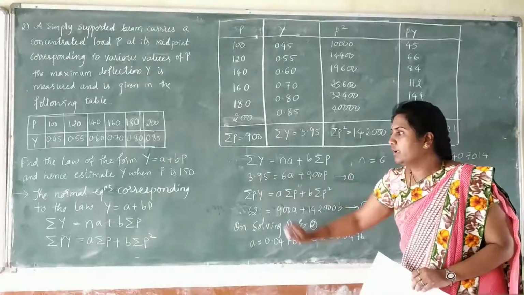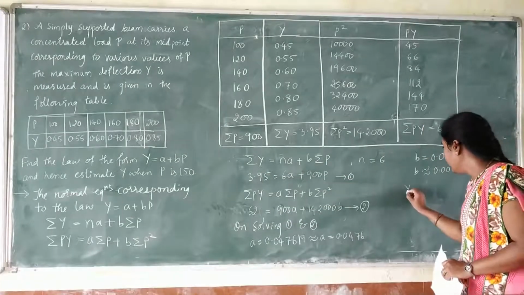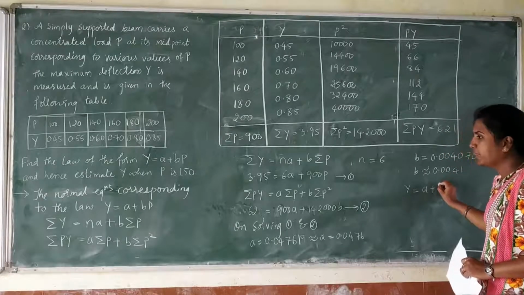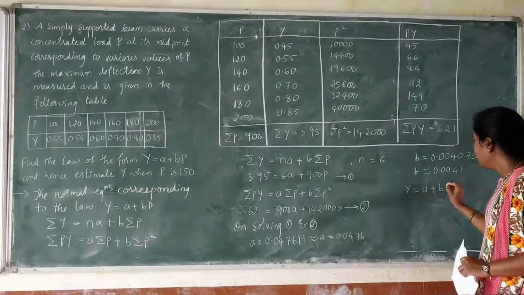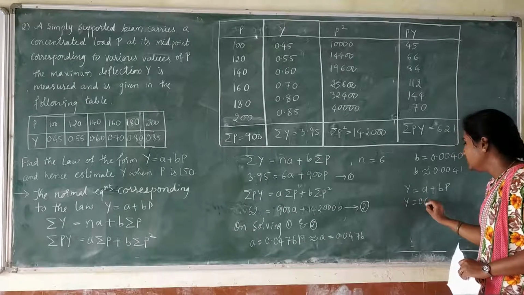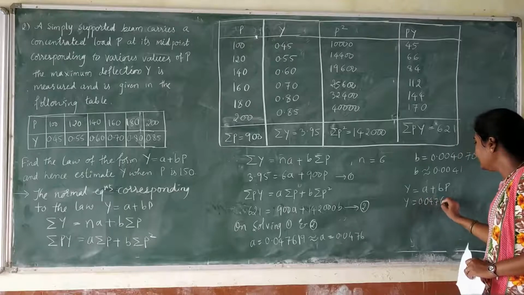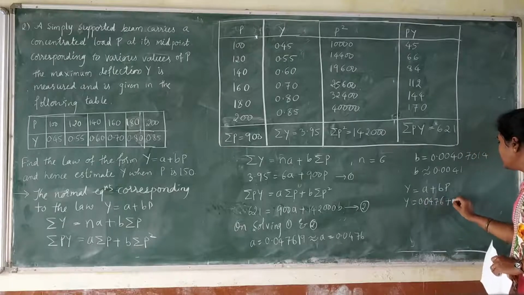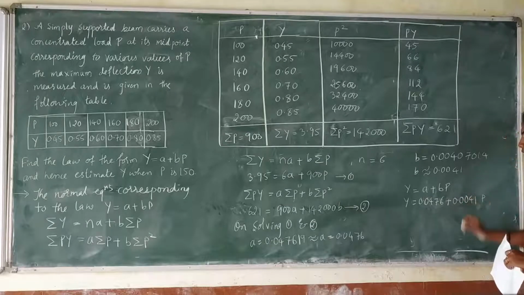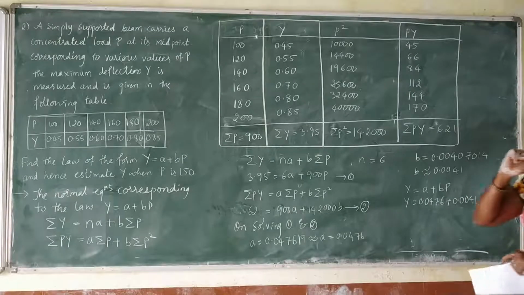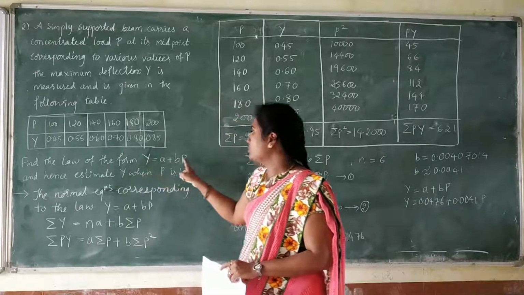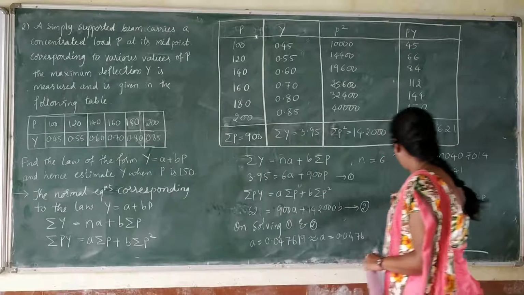Substituting in the given law Y = a + bP, we get Y = 0.0476 + 0.0041P. This is one part. In the question there are two parts. Find the law of the form Y = a + bP, which we have obtained here.